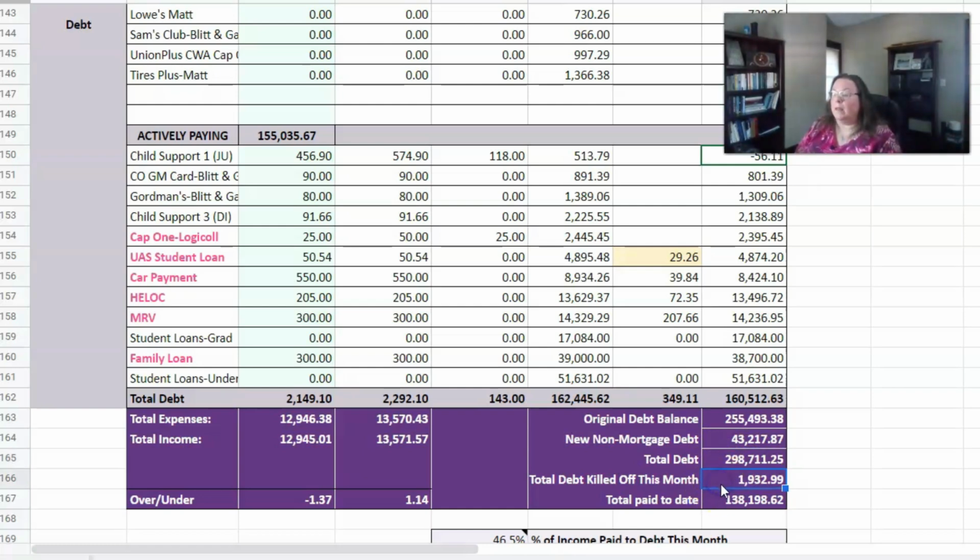And we paid off this month $1,932. When you take into account the interest that we had to pay, the amount that we actually killed off is $1,932. And our total paid to date is $138,198. So we are slowly but surely moving through. I mean, this looks like a big number now, but we've been at this for over 4 years. So, you know, it's taken all forms and shapes over time.